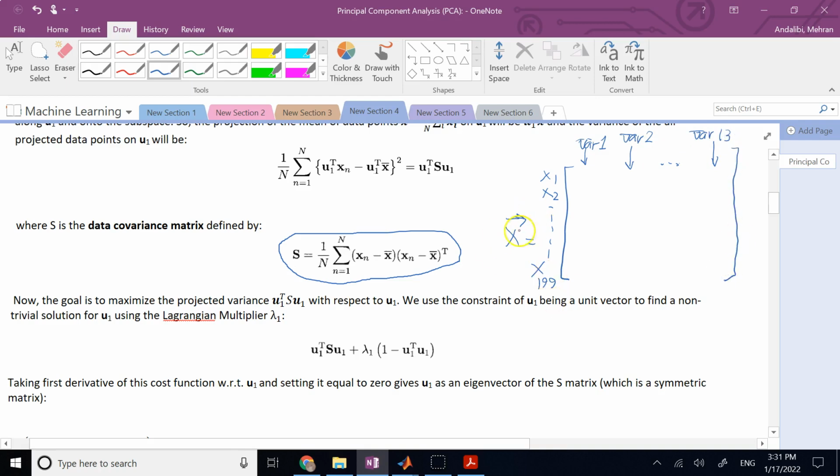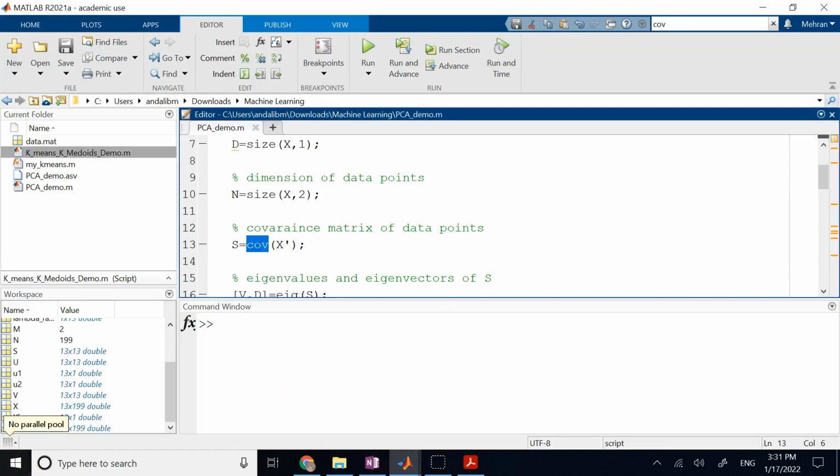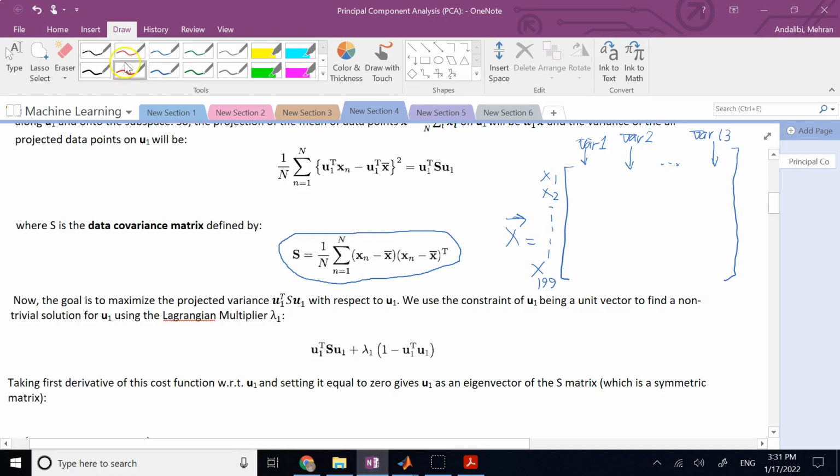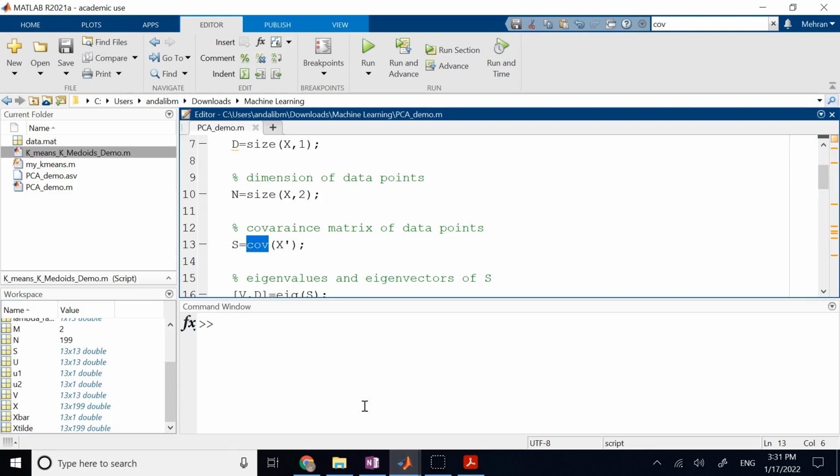You have to have such a structure to pass it to the command cov, but if you look at my X, it is exactly opposite of that. Instead of being 199 by 13, it's 13 by 199, correct? That's why I used the transpose. So don't be surprised that you see the transpose here.